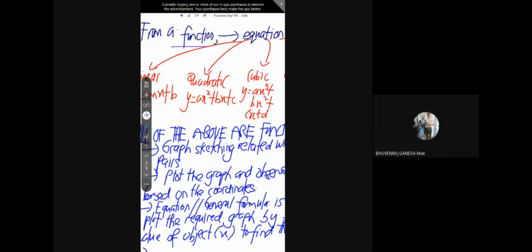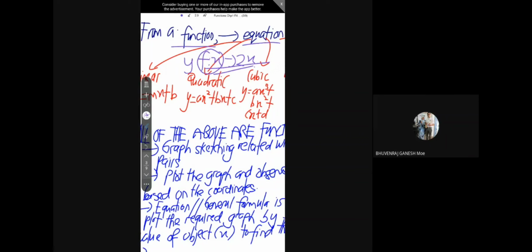So only from a function, you can get an equation. That's one thing, because when you form a function, it actually comes into an equation. Let's say f(x) goes to 2x. So this is a function which is a type of linear equation. So that's the relationship.